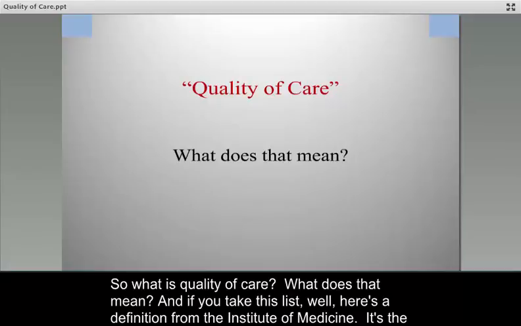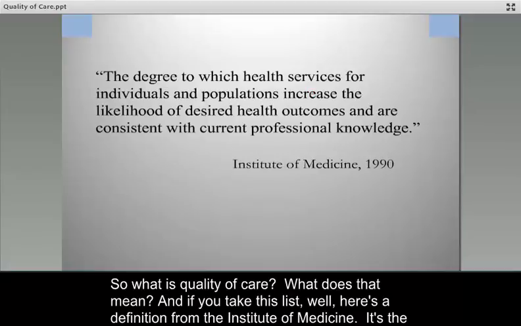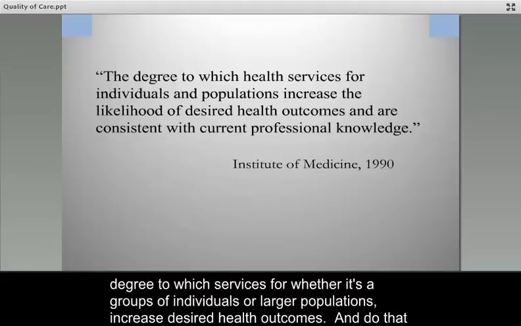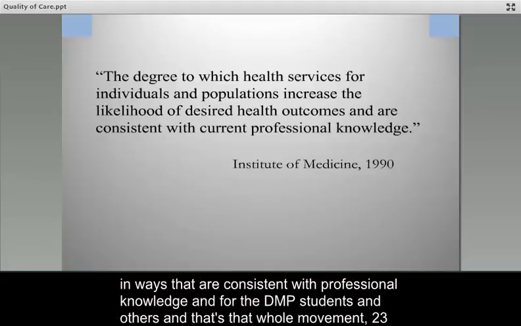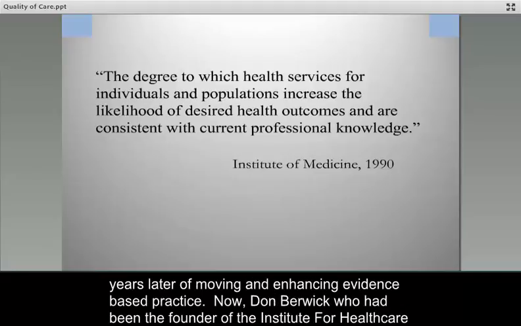So what is quality of care? What does that mean? Here's a definition from the Institute of Medicine. It's the degree to which services for individuals or larger populations increase desired health outcomes and do that in ways that are consistent with professional knowledge. And for the DNP students and others, that's that whole movement, 23 years later, of enhancing evidence-based practice.